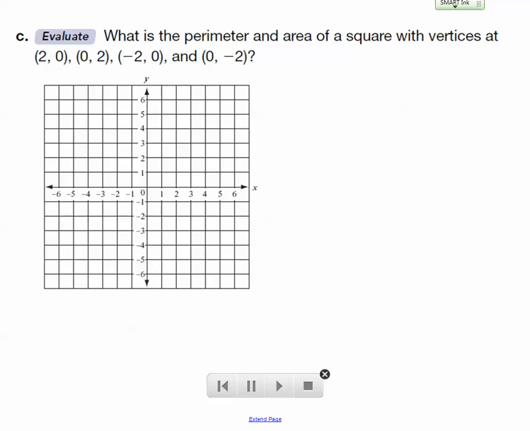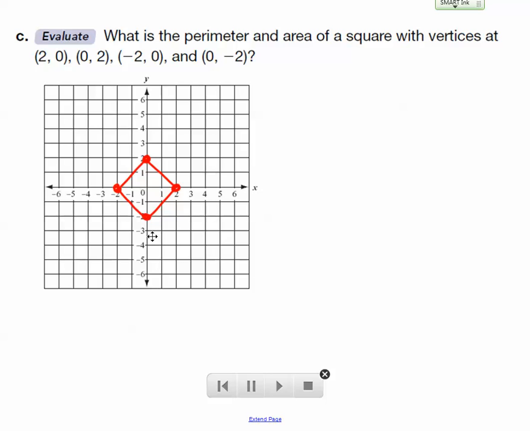Moving on, though. What is the perimeter and area of a square with these vertices? They give us all 4 vertices of the square. So let's start off by plotting those: (2, 0), (0, 2), (-2, 0), and (0, -2). And there's our square. They want us to find the perimeter and the area.